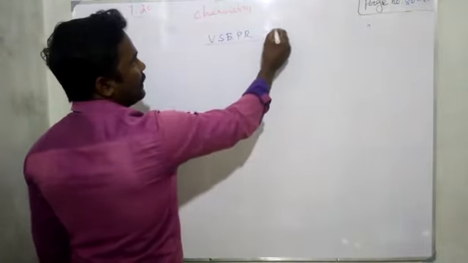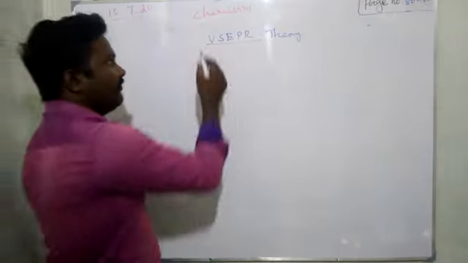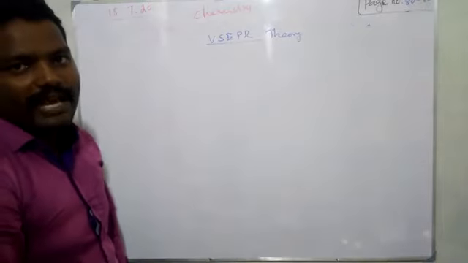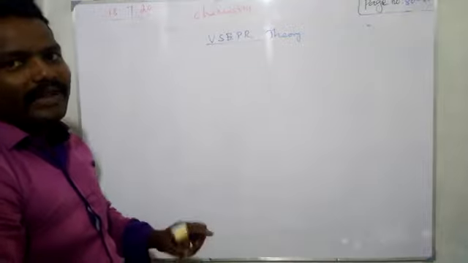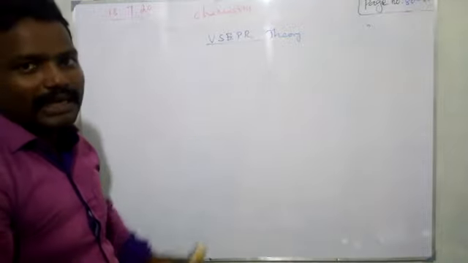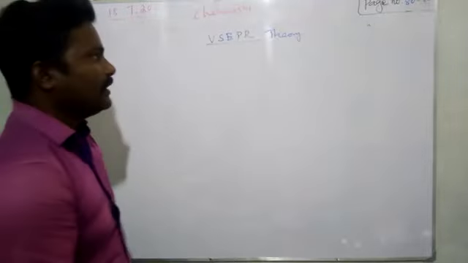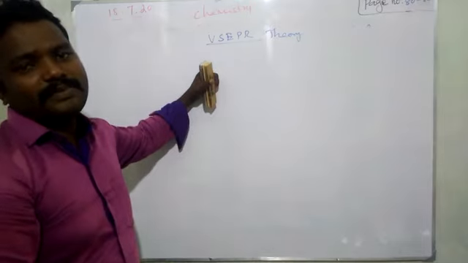VSEPR theory. What do you mean by VSEPR theory? Valence shell electron pair repulsion theory. What do you mean by that? Only the valence shell electrons, the last shell electrons, play an important role in this theory.